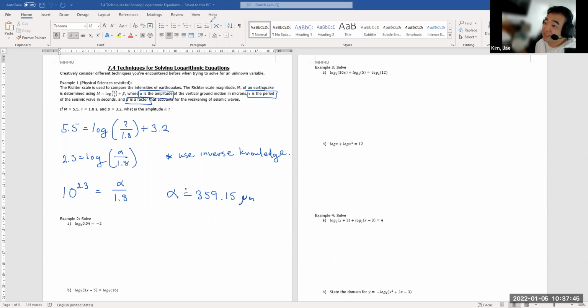Let's move on. That same idea is essentially going to be used for example 2. There's nothing complex about it. You just have to use your inverse knowledge or past knowledge of logs. So let's do it.